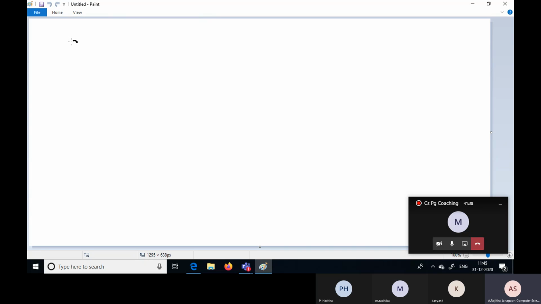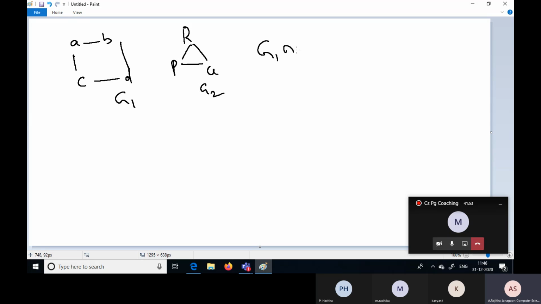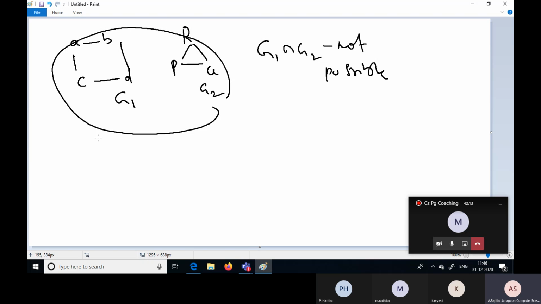Like this. Suppose here A to B, next to C, D, and here P, Q. So in this case this is G1 and G2, and here this is not possible because there are no common vertices, and if there are no common vertices, automatically there are no common edges. So if two graphs are vertex disjoint, then intersection is not possible. So the meaning is, this is nothing but disjoint sets.